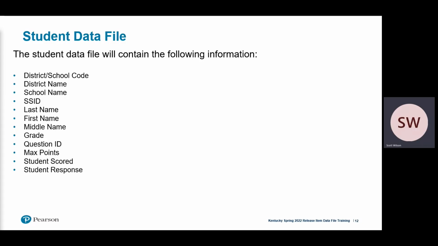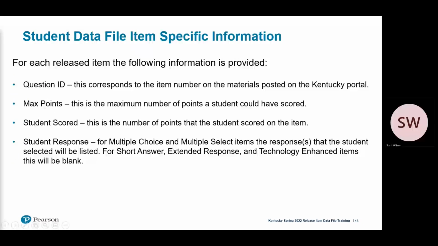And that question ID also is the same as the item numbers that are listed with all of the information on the Kentucky portal. It also has the max points, the student scored, and the student response. Again, just to go in a little more detail, as I mentioned, that question ID corresponds to the item number on the materials posted on the Kentucky portal. I will touch on that a little bit more on the following slides.